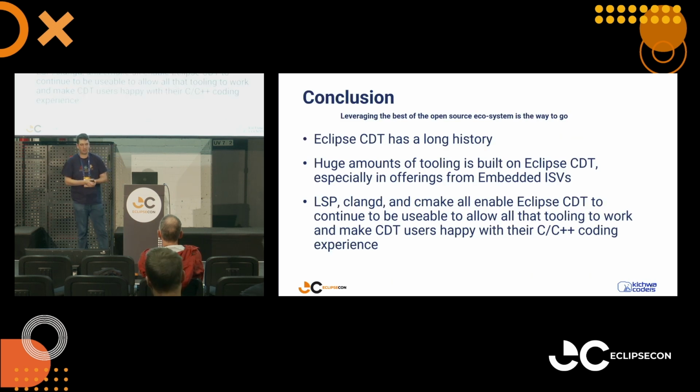All right. So in conclusion, CDT has a long history. And to make it useful going forward, we're just going to have to leverage the open source ecosystem that's wider than CDT is. There's a lot of tooling based on CDT. That's why we want to keep it alive and keep it going. And the main open source features that we want to leverage are LSP, clangd, and CMake, because they are all going to enable CDT to be relevant going forward and hopefully make our CDT users happy.